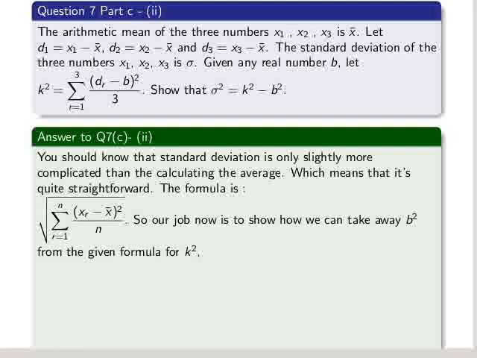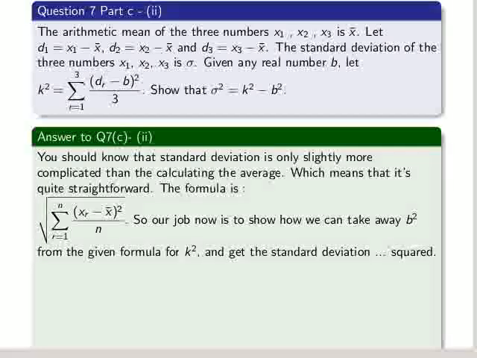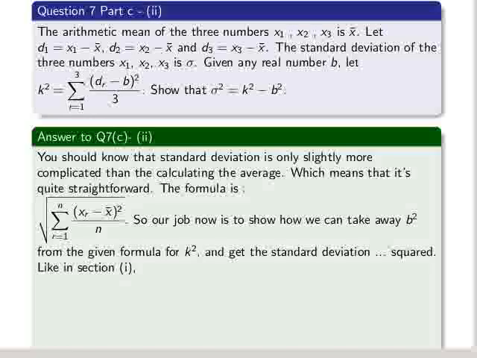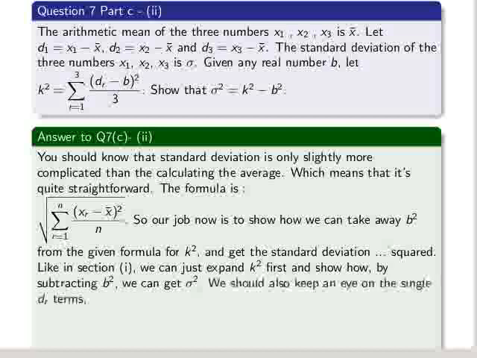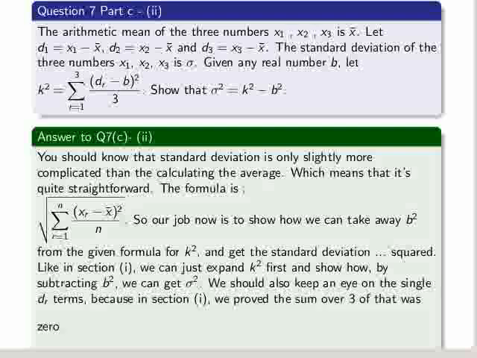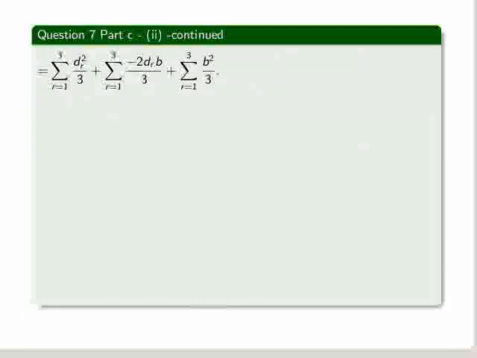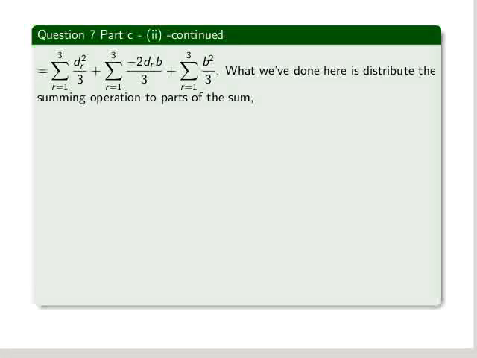Our job now is to show how we can take away b squared from the given formula for k squared given in the question and get the standard deviation squared. Like in section 1, we can just expand k squared first and show how, by subtracting b squared, we can get sigma squared. We should also keep an eye on the single dr terms, because in section 1 we proved that the sum over 3 of that was 0. Okay, so there we get the expression. We expand it out, and what we do then is we divide it into 3 sums. What we've done here is distribute the summing operations to parts of the sum, which is valid.